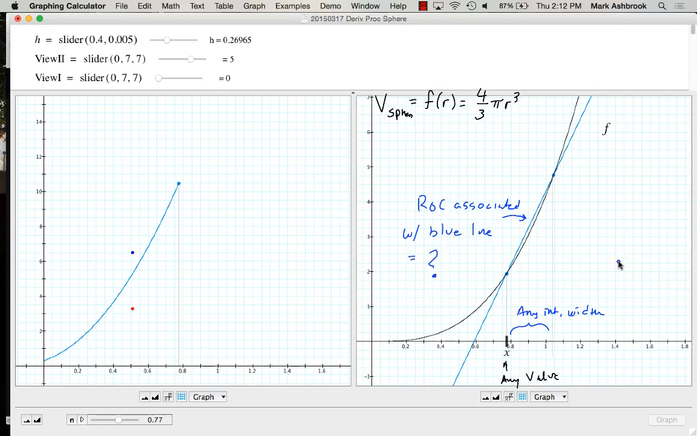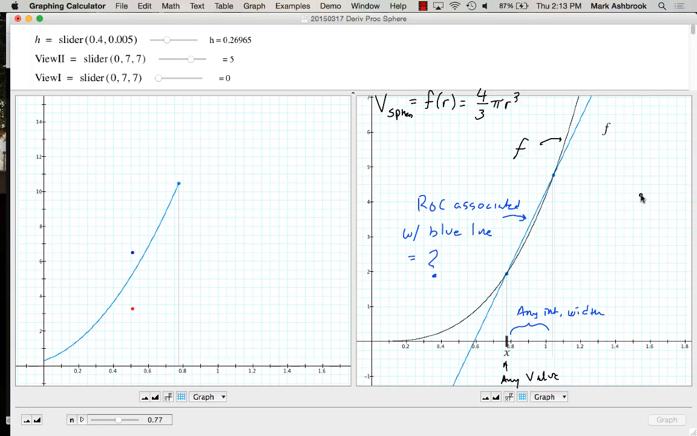So you're going to do it the same way we've done the other calculations for those two points, but now you have the variable x and the parameter h, right? So h stays the same for a given situation. Given x and h, how would you now calculate the rate of change associated with that blue line if this function is f?